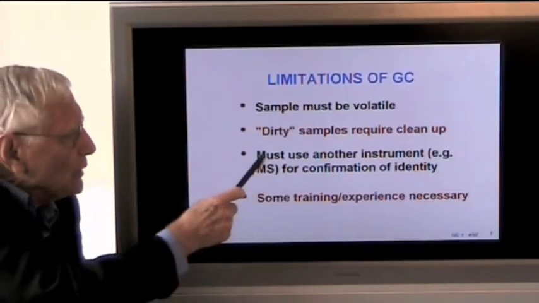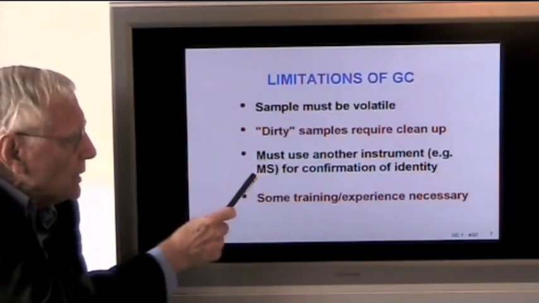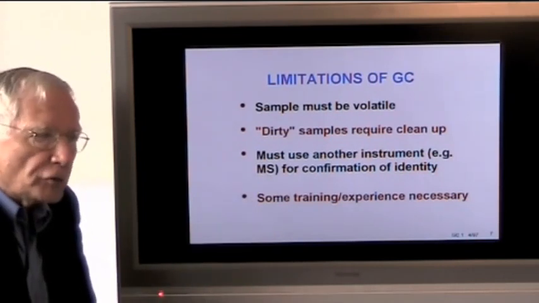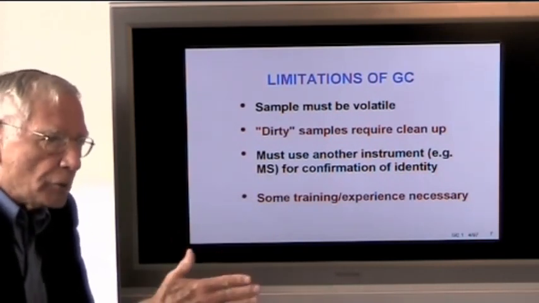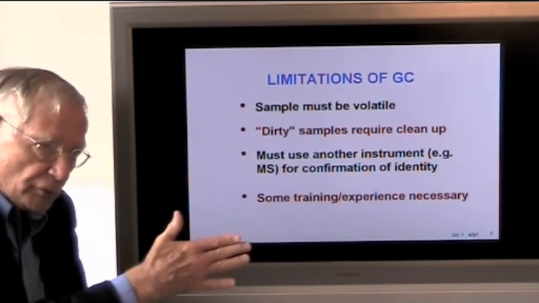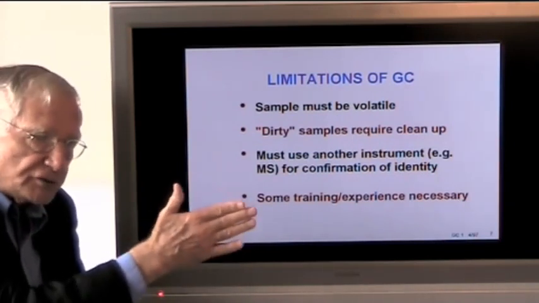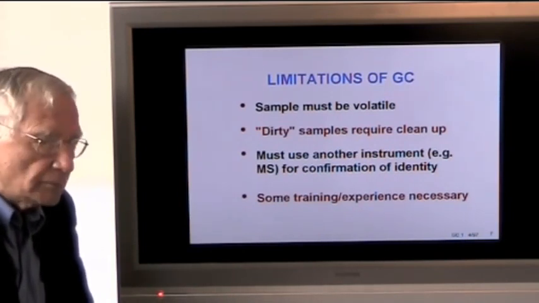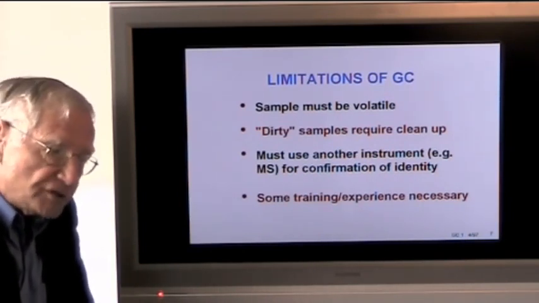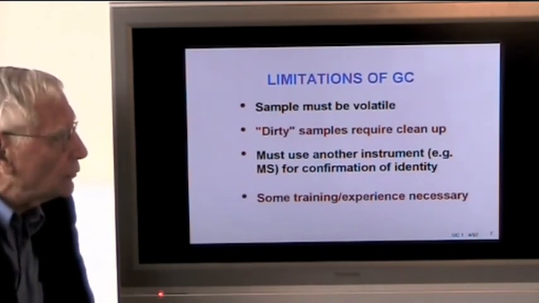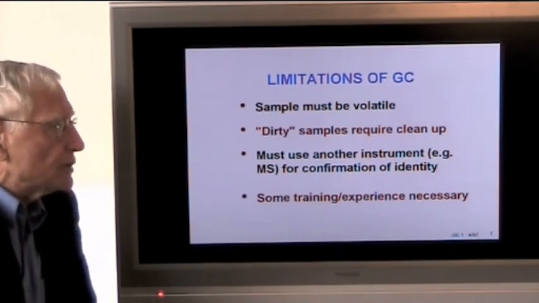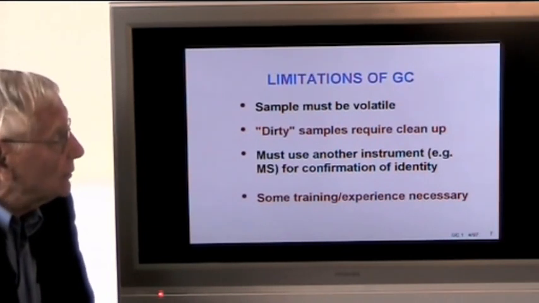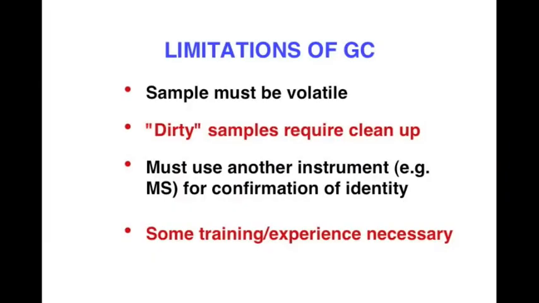Another limitation is we must use another instrument, for example, a mass spectrometer for confirmation. Typically, we use that retention time, described earlier, the retention time of standards and unknowns to decide what the peak can be. But legally, at least in the United States, retention times are not considered a confirmation. A mass spectrometer is needed for confirmation if necessary. And finally, of course, some training, some experience is necessary in order to obtain good results.